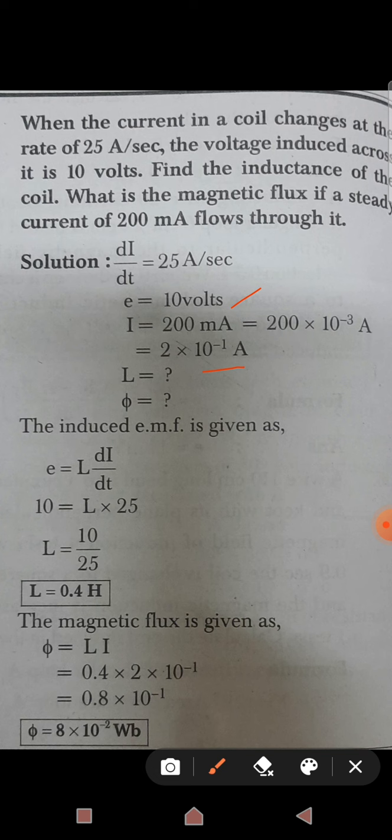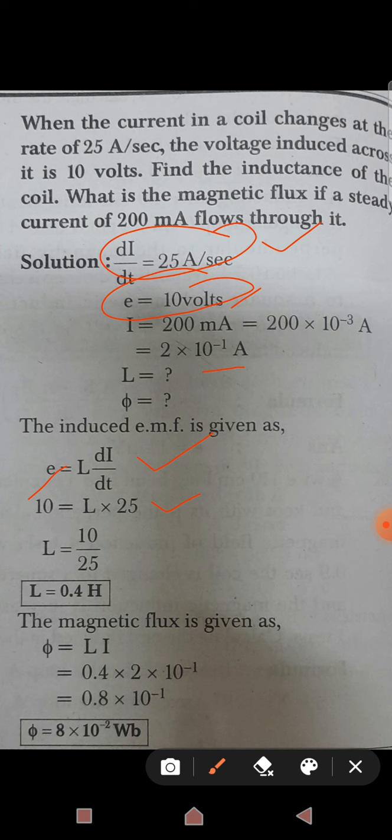Now we'll use a mathematical formula. The induced EMF is given as E is equal to L multiplied by di by dt. What is the value of E? The value of E is 10 volt, so we substituted it here. L we have to calculate, and di by dt is how much? 25 ampere per second. So 25 will be given here. So we can further solve.